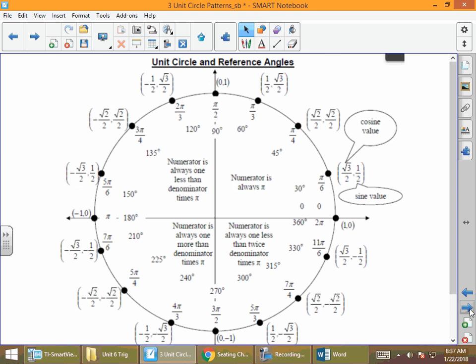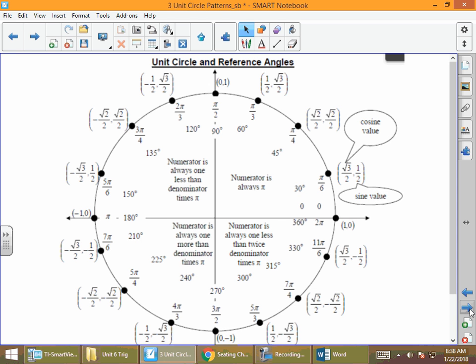As we flip the page over, what we have on the back here is a way to help us with the radian values on the unit circle. And we have this circle completed here. What happens in the first quadrant is that the numerator is always pi. So pi over 6, pi over 4, pi over 3. It's not the best way, but I kind of look at it as 6, 4, 3, 2. It descends. It gets smaller.